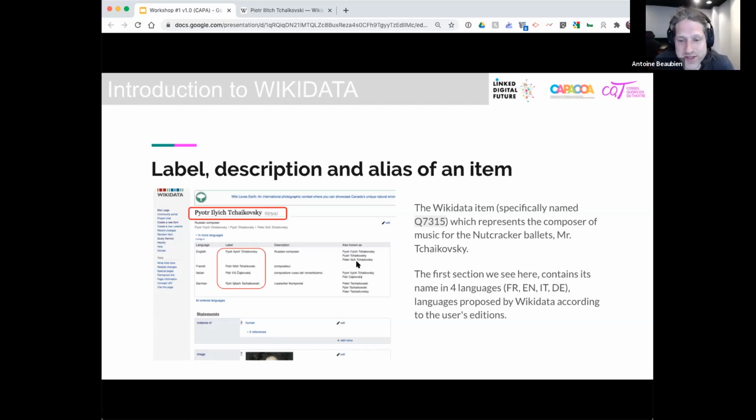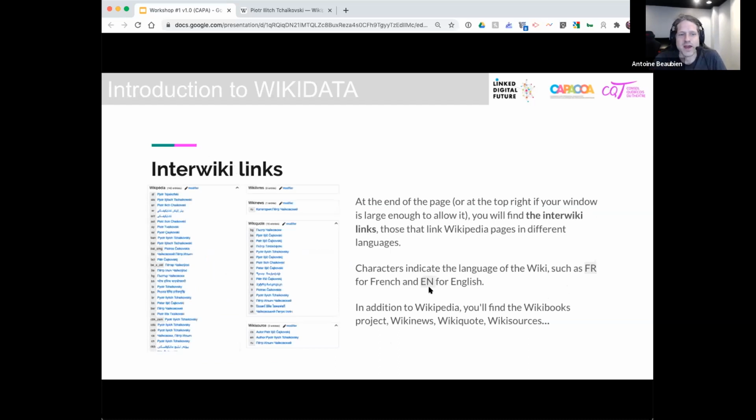saying the same concept in one language, because of course you can have aliases in any language. So this is very, very important, and it's really a strength of Wikidata to be completely language agnostic. Wikidata doesn't care about language. And see here we have English, French, Italian, and German. So now these are the Interwiki links that we saw a bit earlier.